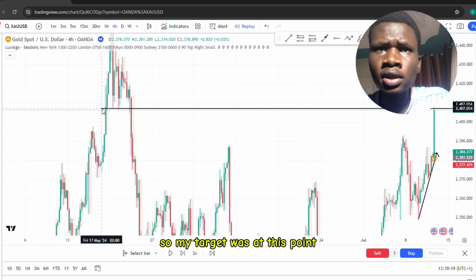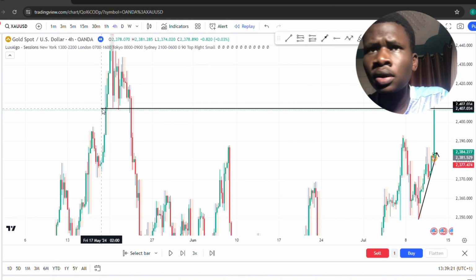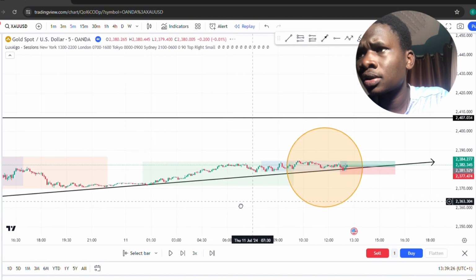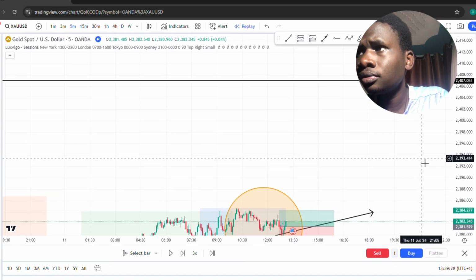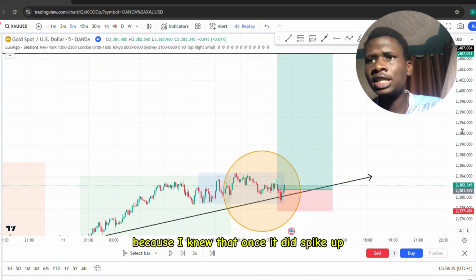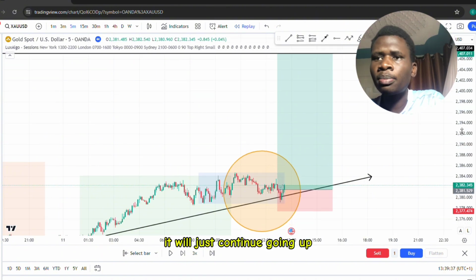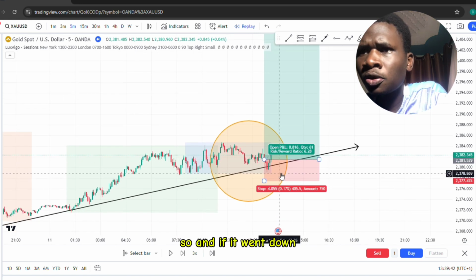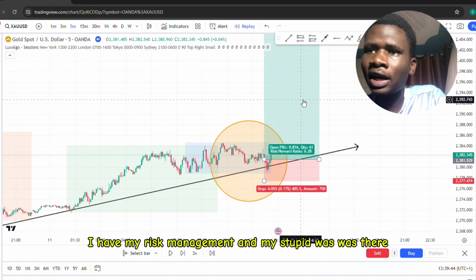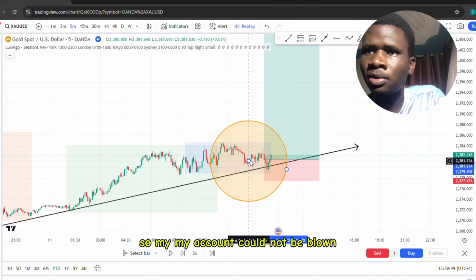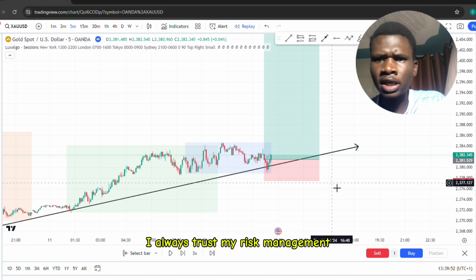So my target was this point, 5 minutes. So my target was this point, because I knew that once it did spike up, it will just continue going up, because the market was just bullish bias, let me say that term. And if it went down, I had my risk management and my stop loss was there, so my account could not be blown. I always trust my risk management.